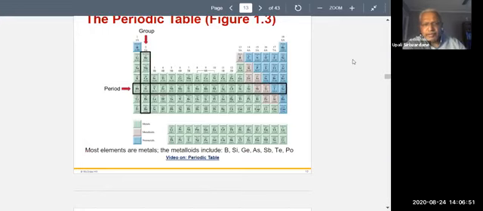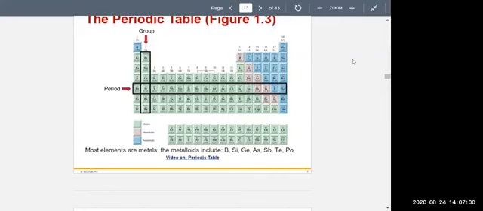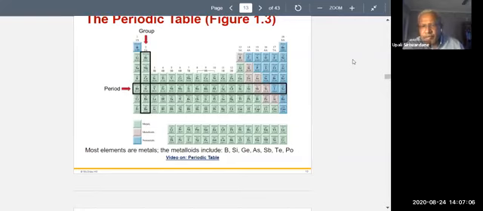How many of you have seen the periodic table before? Good. I saw it when I was a small kid, walking into a classroom. The periodic table has horizontal rows and vertical columns. Vertical columns are called groups, and horizontal rows are called periods.